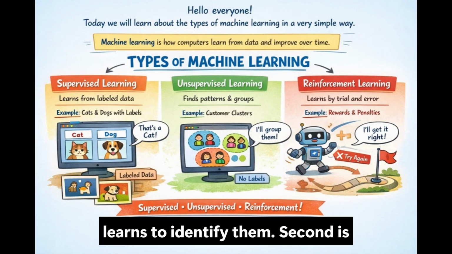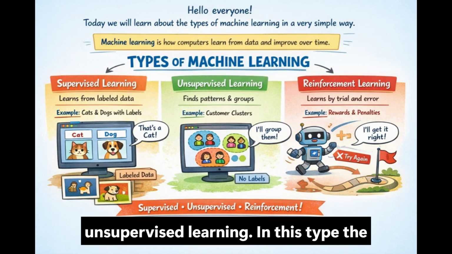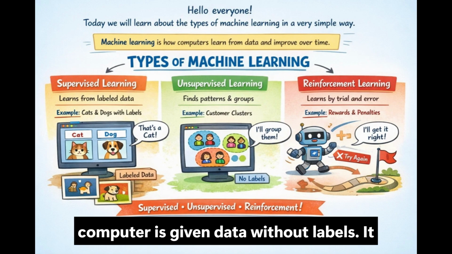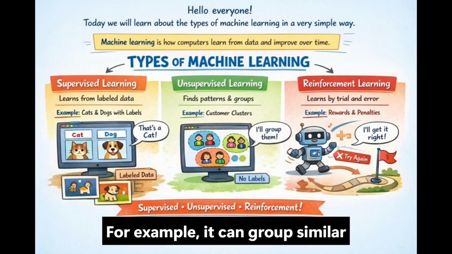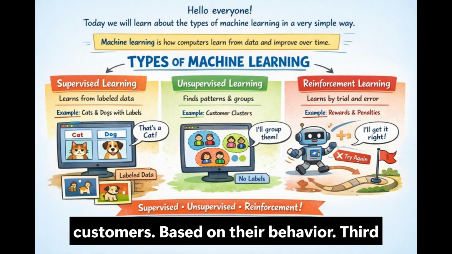Second is unsupervised learning. In this type, the computer is given data without labels. It finds patterns and groups on its own. For example, it can group similar customers based on their behavior.